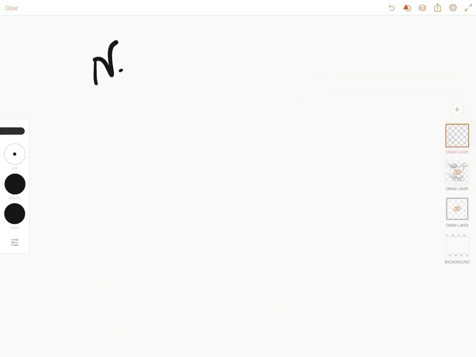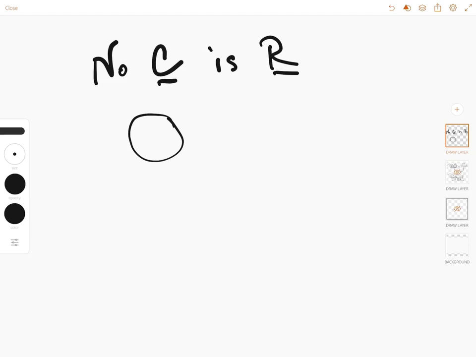Suppose we go back to this example of no cow is a reptile. Okay, so here we're using capital letters to stand for the category cow and the category reptile. Now, in this case, if we look at this intuitively, the way we could visualize it is that there is a circle that represents the category cow, and there's another circle that represents the category reptile, and notice they don't overlap at all. They have no members in common, and that's what we mean by asserting no.